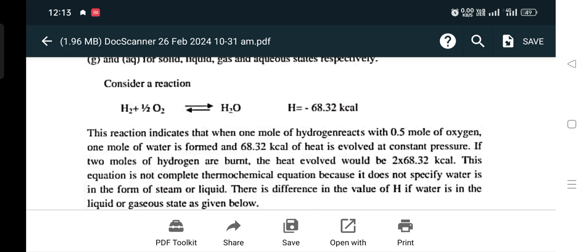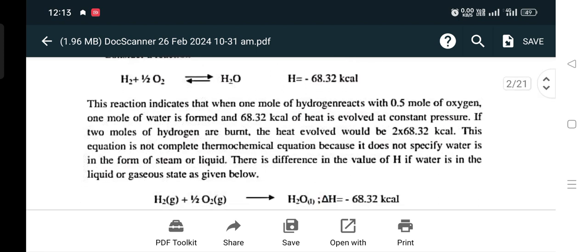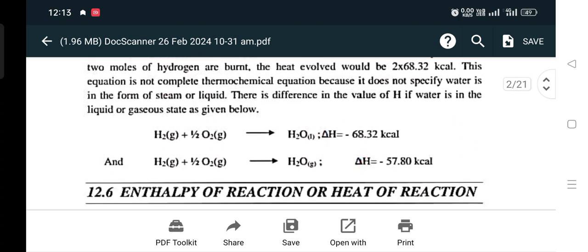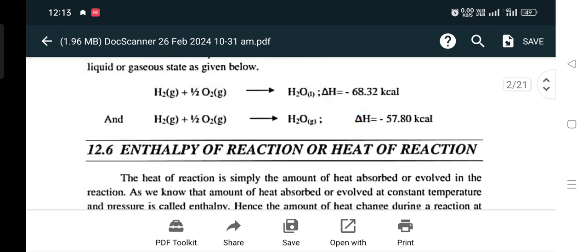This equation is not a complete thermochemical equation because it does not specify whether water is in the form of steam or liquid. There is a difference in the value of del H if water is in the liquid or gas state, as given below. H2 gas plus half O2 gas gives H2O liquid, del H is equal to minus 68.32 kilocalorie. Hydrogen plus oxygen gives water, del H is equal to minus 57.80 kilocalorie if the water is in the gaseous phase.